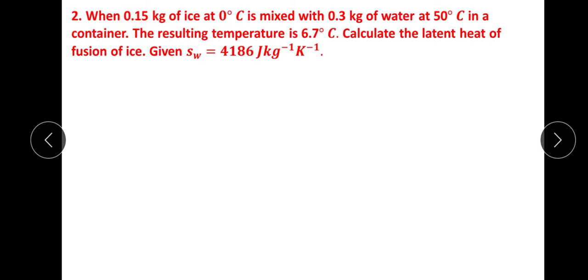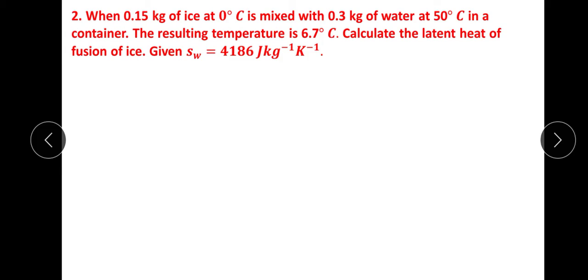When 0.15 kg of ice at 0 degrees Celsius is mixed with 0.3 kg of water at 50 degrees Celsius in a container, the resulting temperature is 6.7 degrees Celsius. Calculate the latent heat of fusion of ice. And they have given that the specific heat of water, SW refers to specific heat of water. Specific heat of water is 4186 joule per kg per Kelvin.